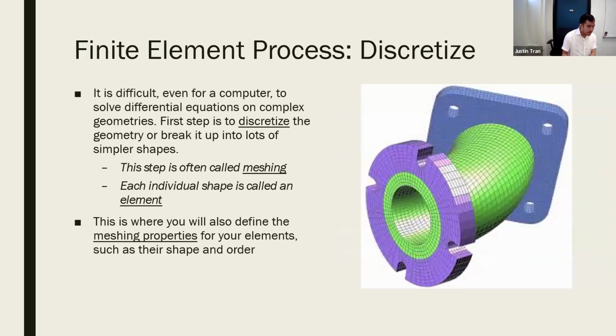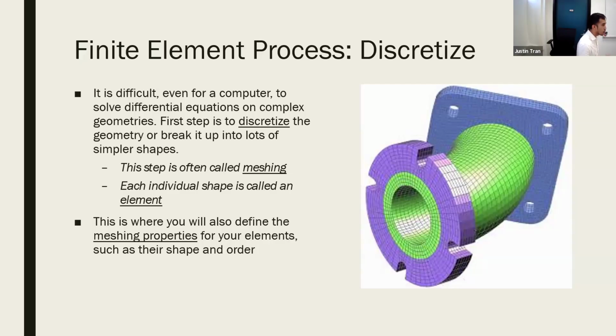Okay, next is the discretization step. I think this is probably the most famous part of finite elements, the part that everyone probably looks at. The next step is to come up with a mesh. A mesh is basically a breakdown of your geometry into much simpler shapes. In reality, if you have a complex geometry, even an arbitrary geometry, it is too complex for a computer to solve.